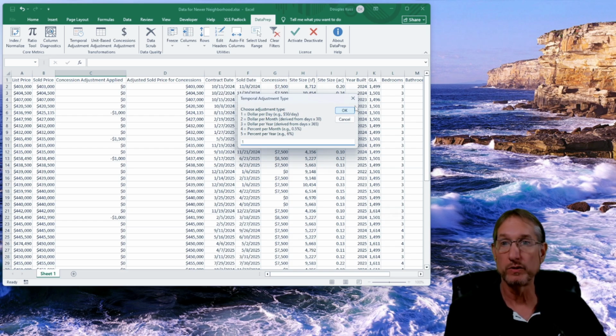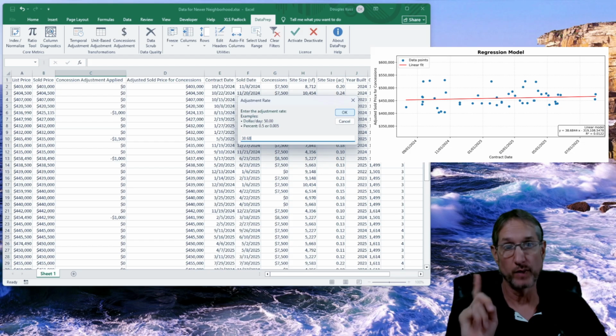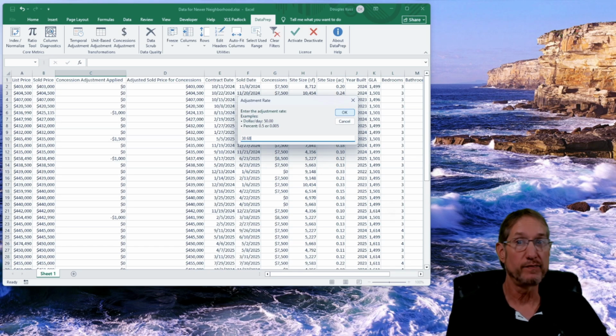And again, we're going to use the dollar per day adjustment. Now in this neighborhood, we derived that was $38.68 a day. We had done that through regression, so we walked through that in the last episode. So this was derived from the market data. Again, it's not an assumption.